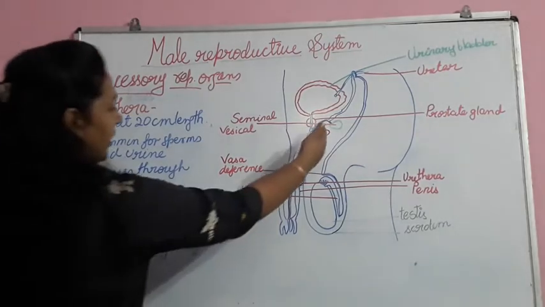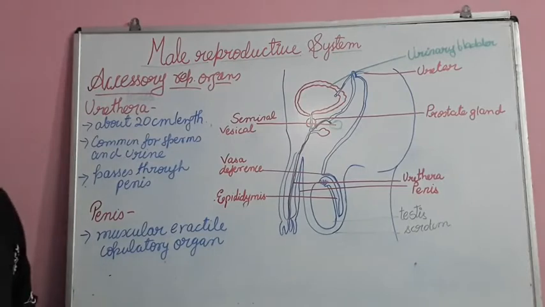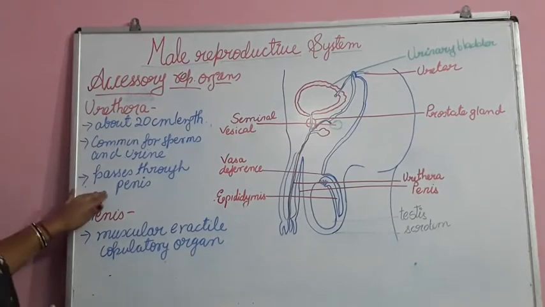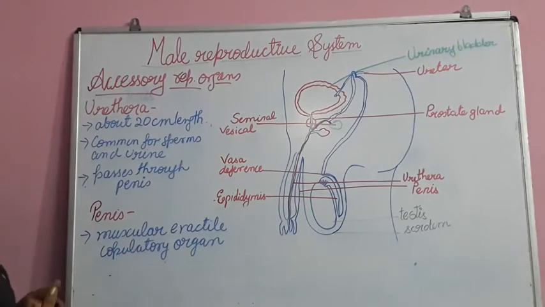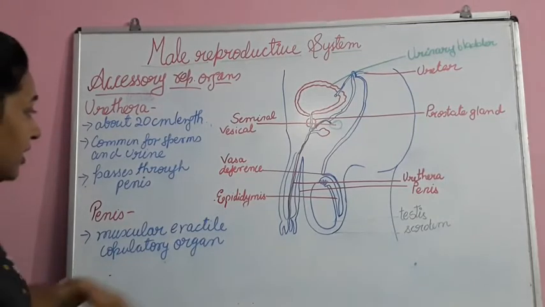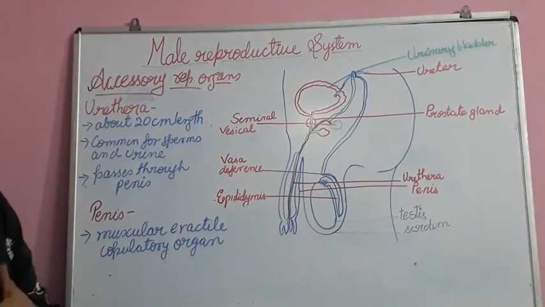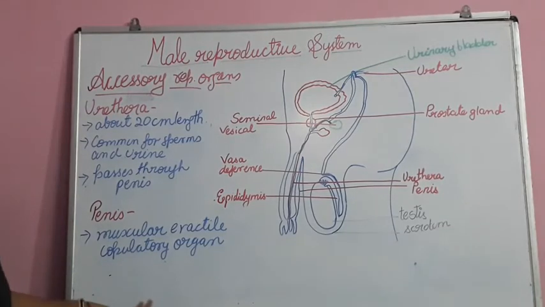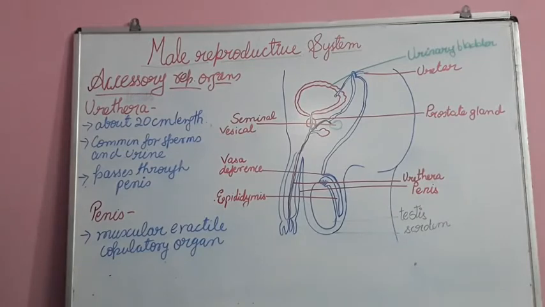The urethra is about 20 centimeters in length, and it is the common passage or common pathway for urine and sperm cells both. It passes through the penis. The next accessory reproductive organ is the penis, which is a muscular erectile organ, and it is also a copulatory organ. So this much is about the accessory reproductive organs.